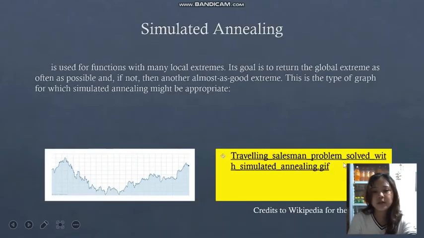the traveling salesman problem, and also the Boolean satisfiability problem, protein structure prediction, and job shop scheduling. So let's focus on the traveling salesman. In the traveling salesman, you are given a list of cities and the distance between each pair of cities. And then the question is, what is the shortest possible route that visits each city exactly once and returns to the origin city?